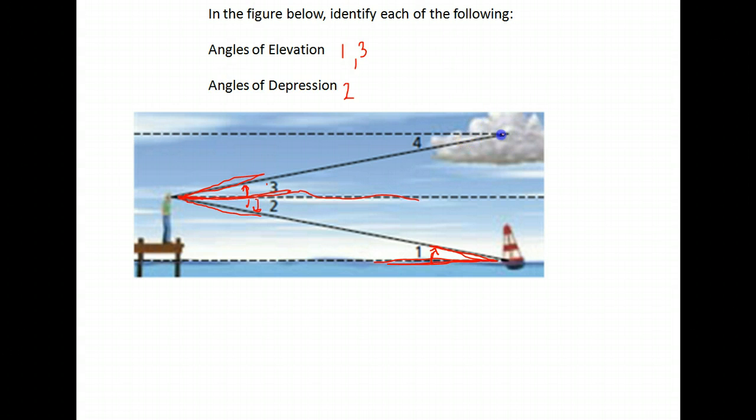We have one more horizontal line in our picture. Whoops, sorry, there it is. We do have an angle formed with that line. Is the angle formed by going down from our horizontal line or by going up? Well, it's formed by opening down from our horizontal line. So angle 4 is an angle of depression because it was formed by looking downward from a horizontal line.